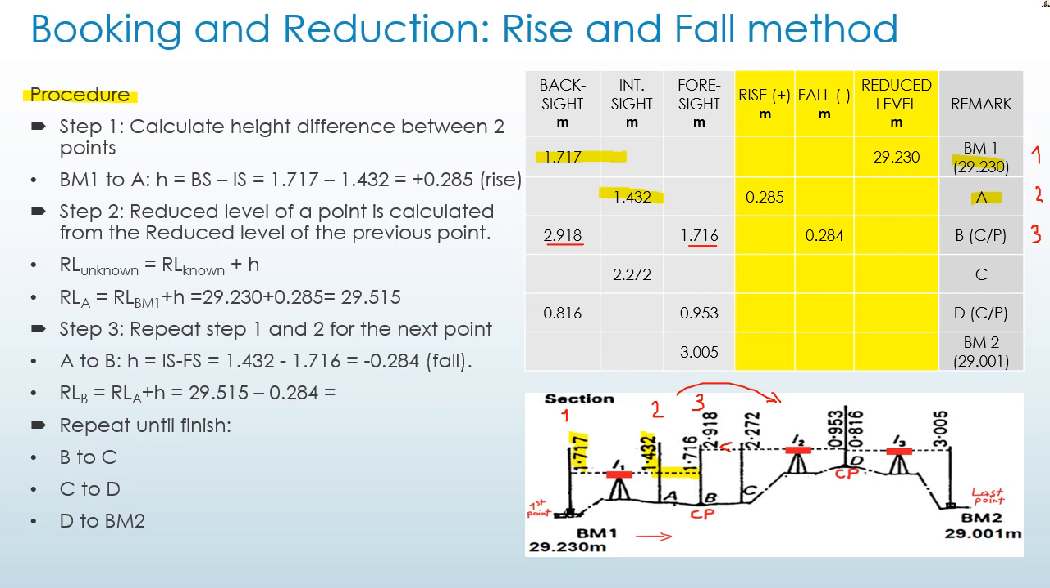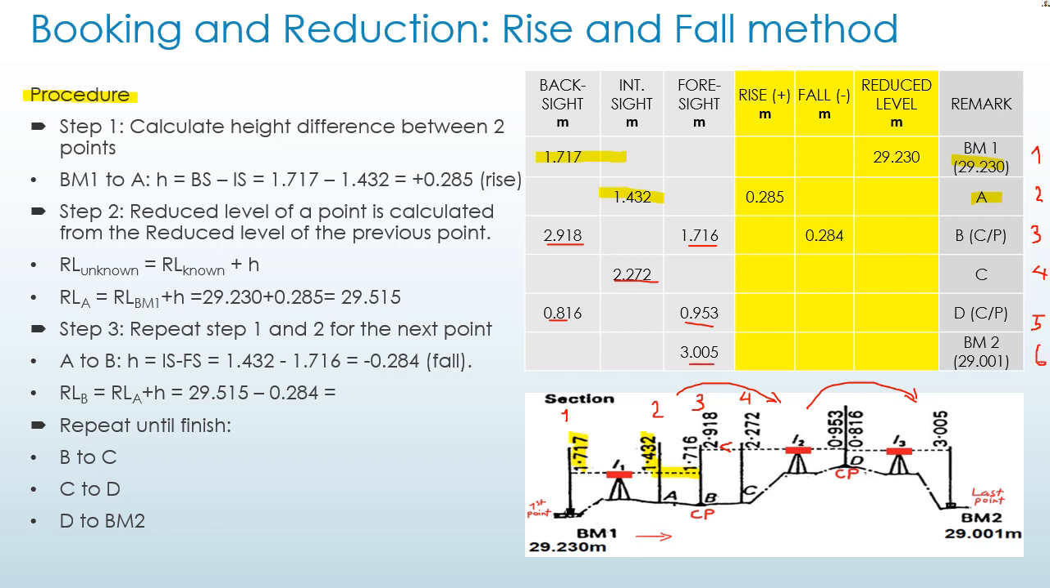Move on to point 4. Point C here, you have the reading of 2.272. So that is row number 4, for point C. The next point is point D. You have the foresight reading, and then you move the level to the next setup. After setting up, you take the backsight reading, still at point D. So you have to write the reading on the same line. The last reading is for benchmark number 2.